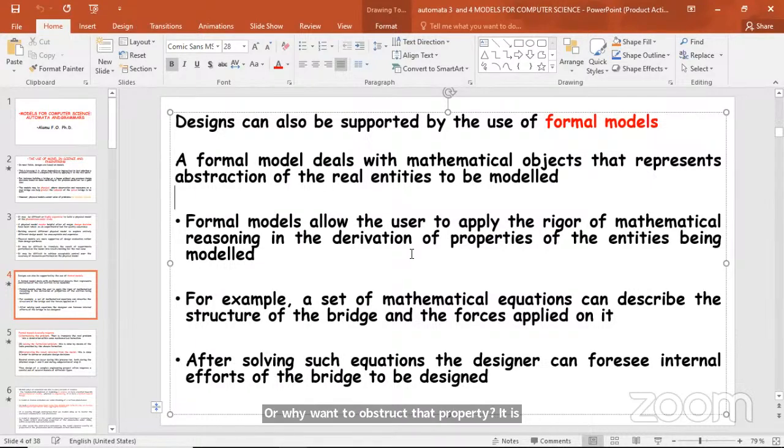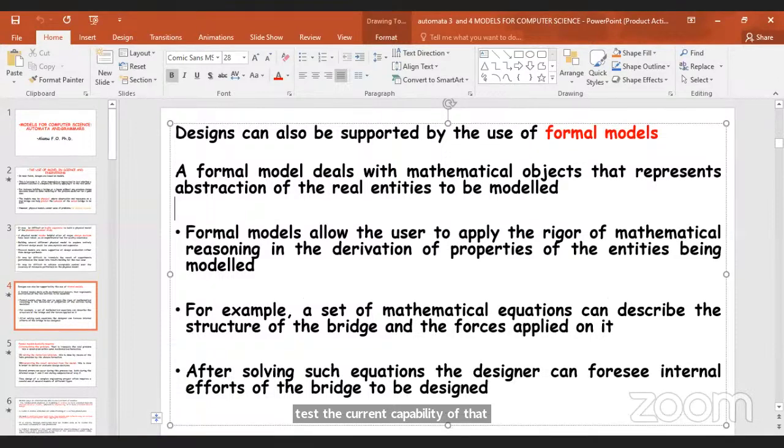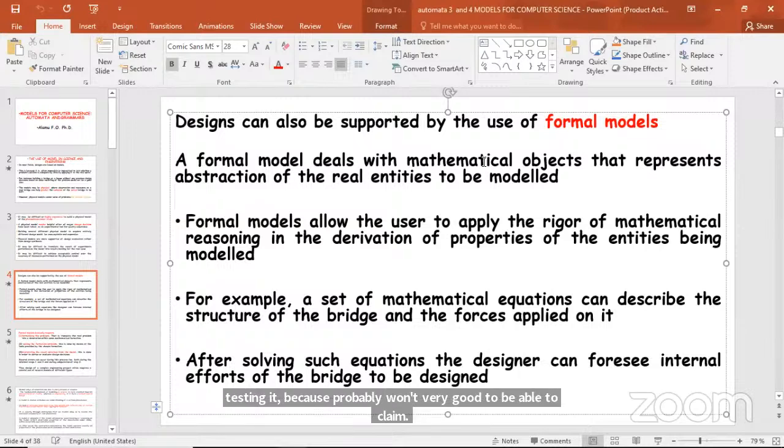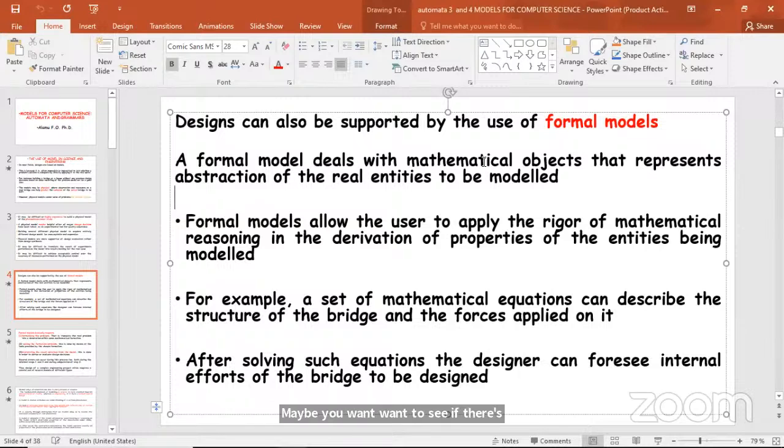It is simply to test the carrying capability of that system in such a way that the system doesn't collapse under heavy weight. So if you are simulating the weight a bridge can carry, you are testing it because probably you want articulated vehicles to be able to climb. Maybe you want to see, if there's an earthquake, can it withstand all those pressures. So after solving such equations, the designer can foresee internal efforts of the bridge to be designed.